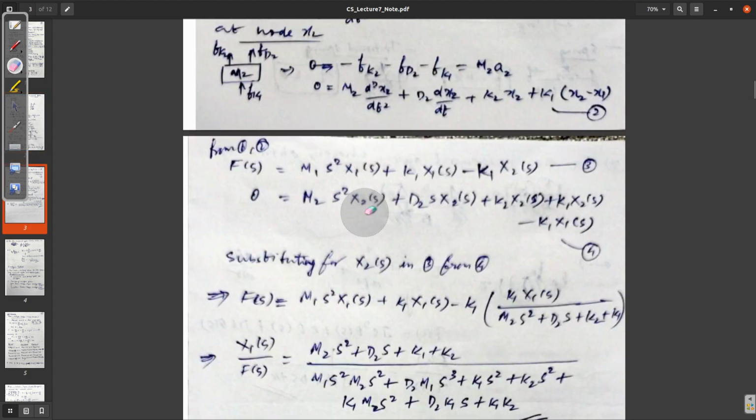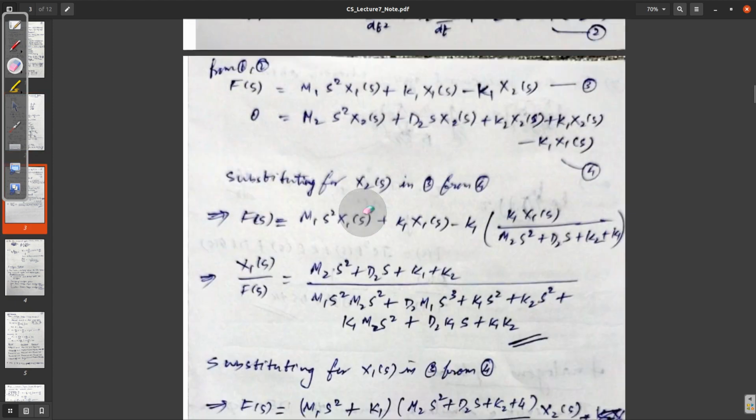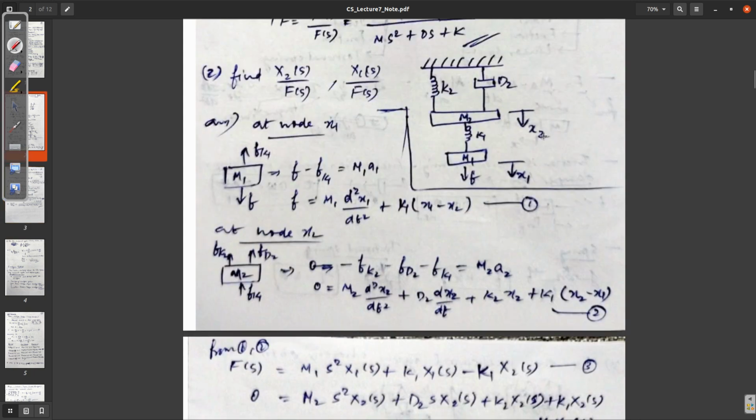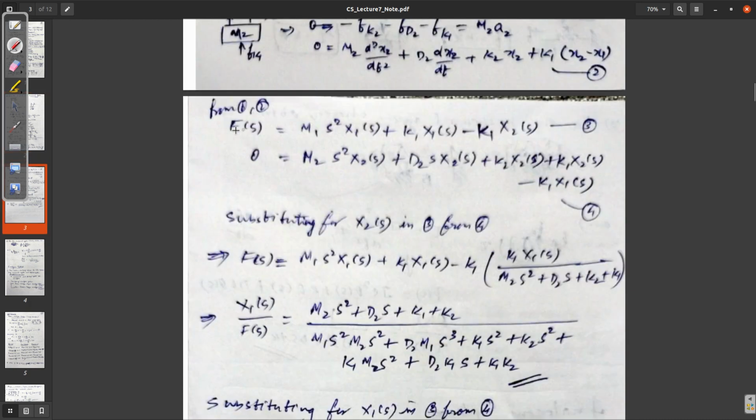Now what do we do? Now we directly find the Laplace transform for both equation 1 and equation 2. Right? We just represent F(s) equal to something in the Laplace transform, and 0 equal to something in the Laplace transform. Now, what do we want actually? We want the transfer functions, right? Actually, we have two outputs, x2 and x1. So one transfer function will be x2 by F(s), and the other will be x1 by F(s).